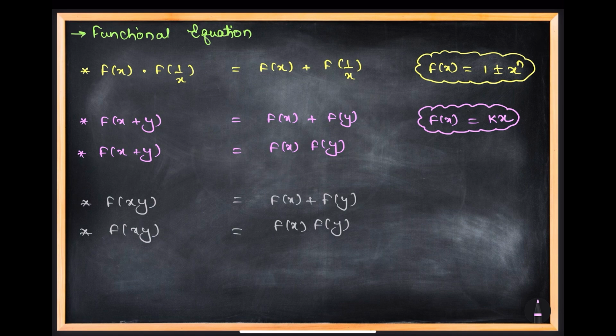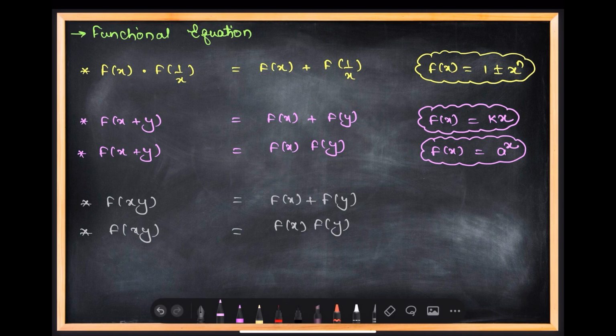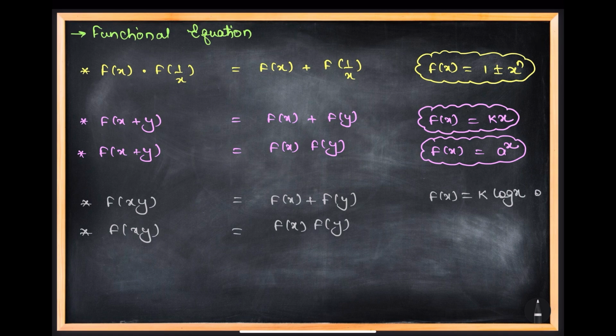Now sum is converted into product. So in this case, f of x will be a power x. Okay. So this thing you have to memorize at any cost. Now the point is, product is converted into sum. Now do you remember any function in which product is converted into sum? Yes, it's log. So it is k log x, or it is zero function.